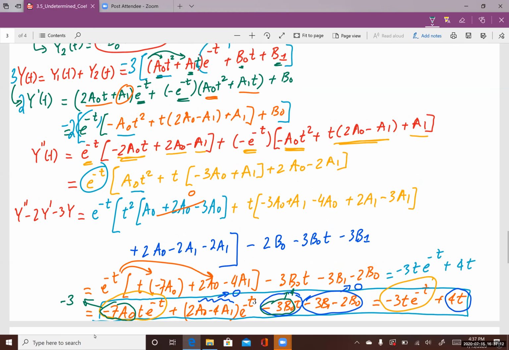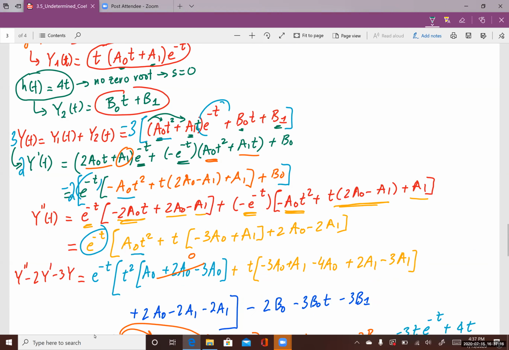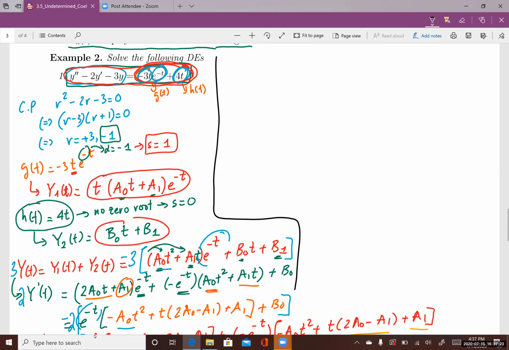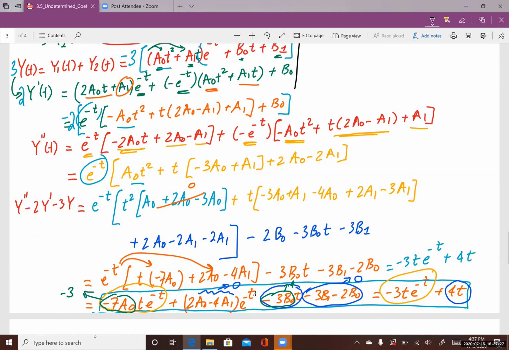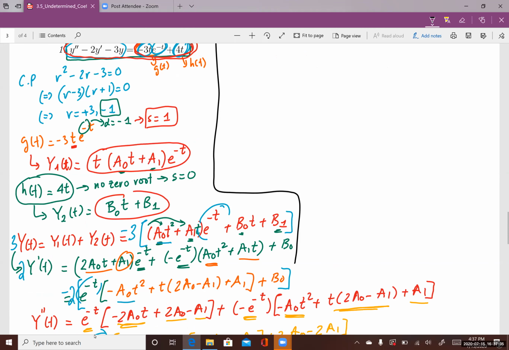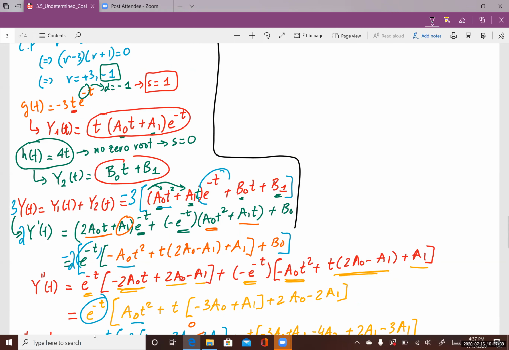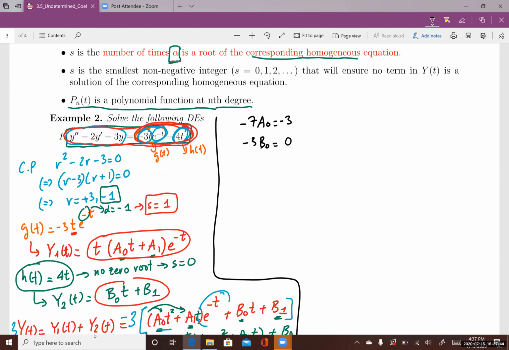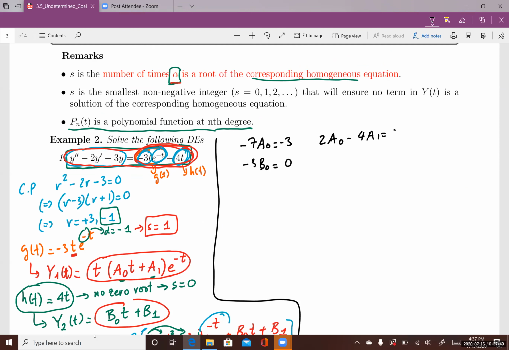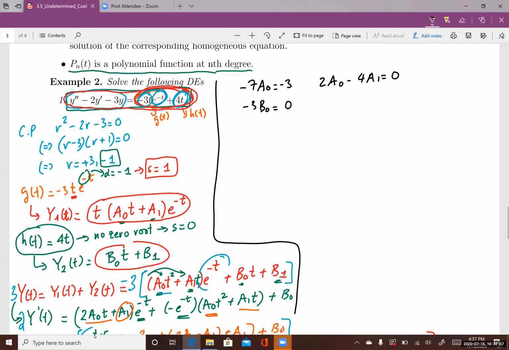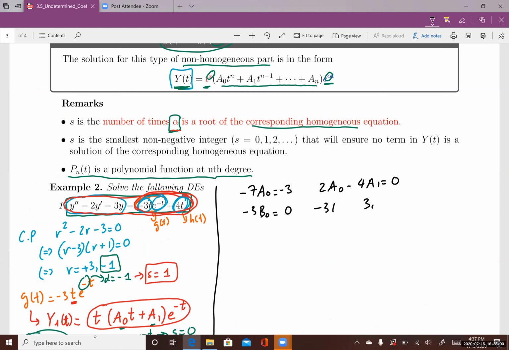So from here, we have a system, right? From our observations, we know that negative 7a0 equals negative 3. We know that negative 3b0 equals 4. We also know that 2a0 minus 4a1 equals 0. And we also know that negative 3b1 minus 2b0 equals 0. I just want to make sure that we have everything down correctly.